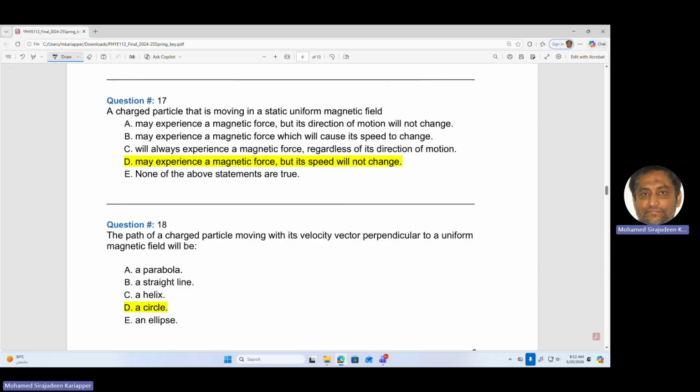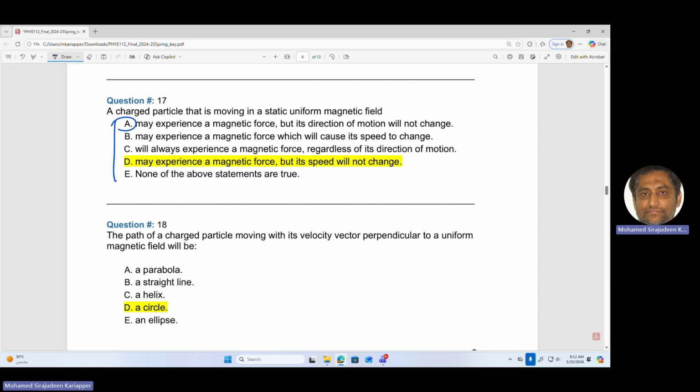A charged particle is moving in a static uniform magnetic field. You know that if a charged particle is moving in a magnetic field, it will experience a magnetic force. So you know that for a fact. Now there are these statements, and only one of them is correct. Let me start with A.